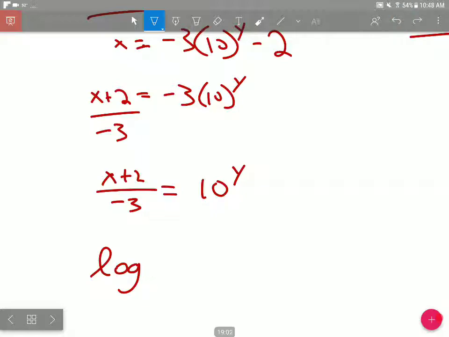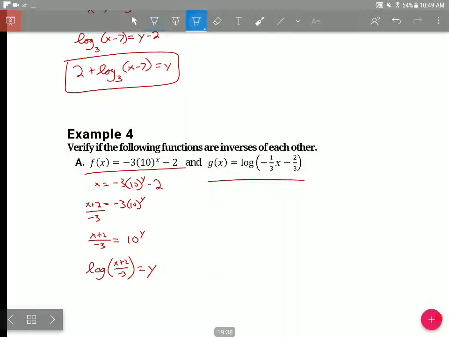Log base 10 is so common that we actually don't have to write the base. It's like if there's an x, what's the coefficient in front of it? It's a 1. Well, if you have a log with no base, it is an understood 10, so you don't have to write it. That's because log base 10 happens so much in science that it's become understood. So log base 10 of x plus 2 over -3 equals y. And the question is, is this the same thing as that?